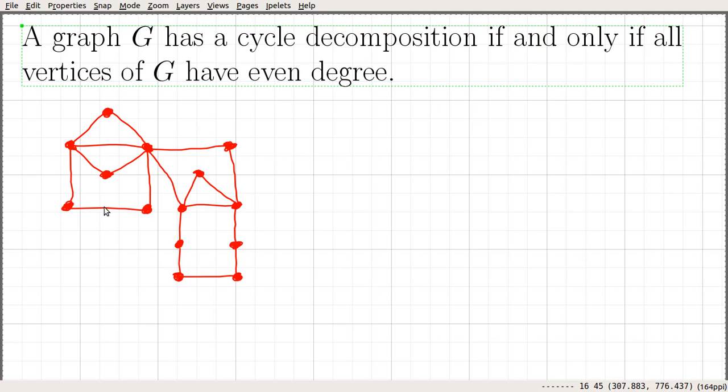So let's consider this graph G and let's look into the degree of each vertex here. The degree of this vertex is 2 and the degree of this vertex is 6, and we can see that the degree of this is 2, 4, 2, 2, 2, etc. So if we look into this particular graph, we can see that the degree of all the vertices is even, and if we believe in this statement, that says definitely this graph has a cycle decomposition. Okay, so let's go and find a cycle decomposition of this graph.